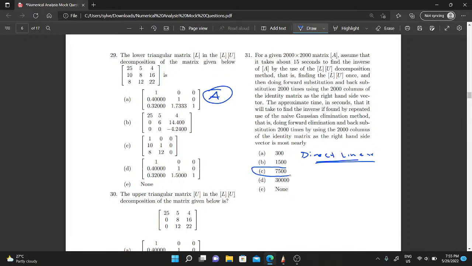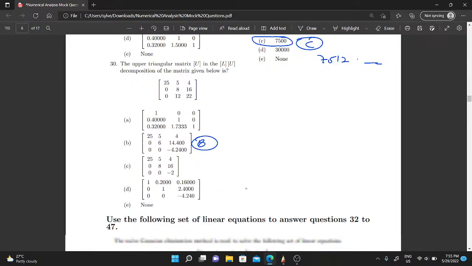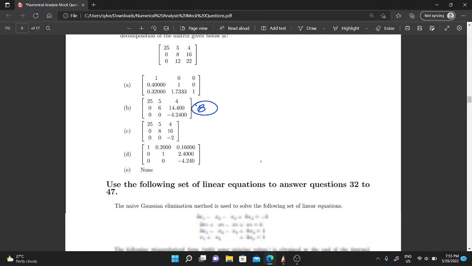The answer you would get is most close to this, right? As I said, it's most nearly. The answer is about 7512 point some other terms, but C is the answer. Go over it. But then you get C as your answer.